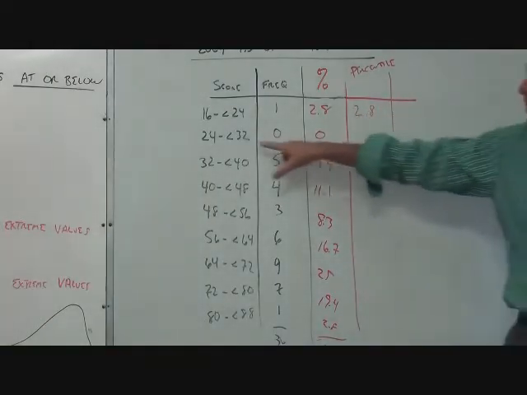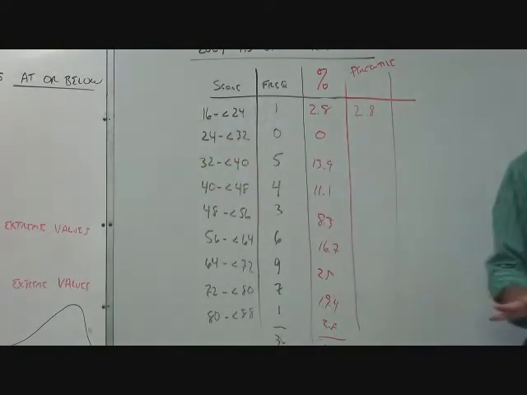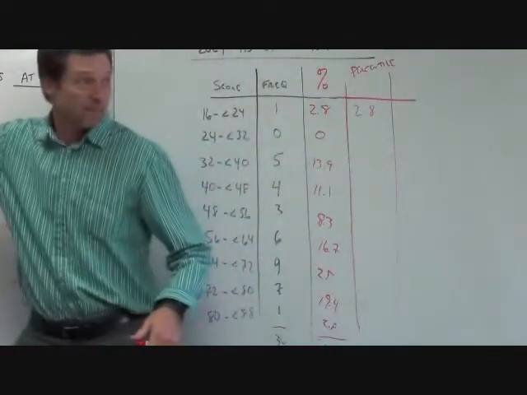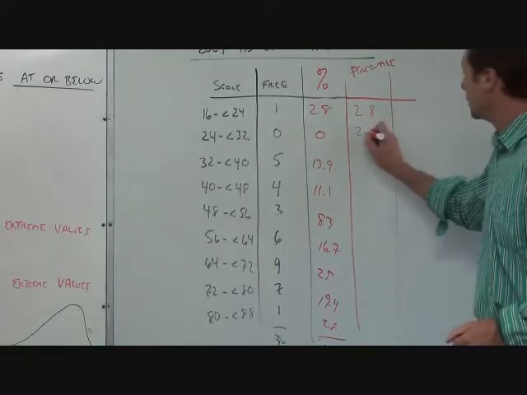All right, now a little bit trickier. What percent of the scores are at or below 32? Not how many scores. Remember, percentile is a percentage, right? So what percent of the scores are at or below? I agree, 2.8.